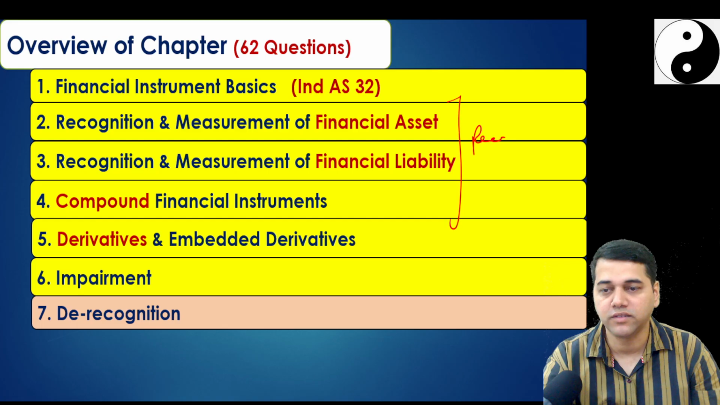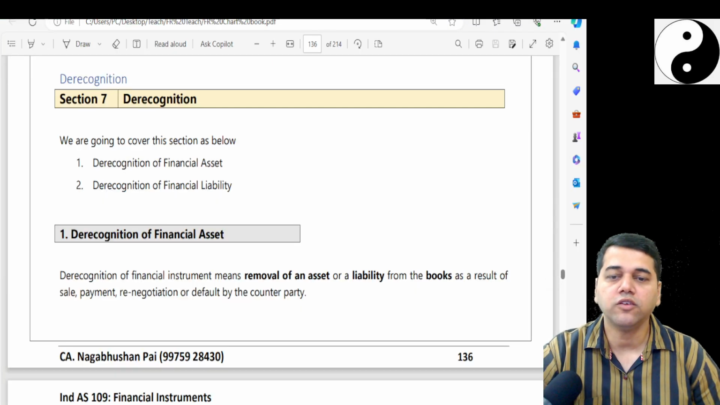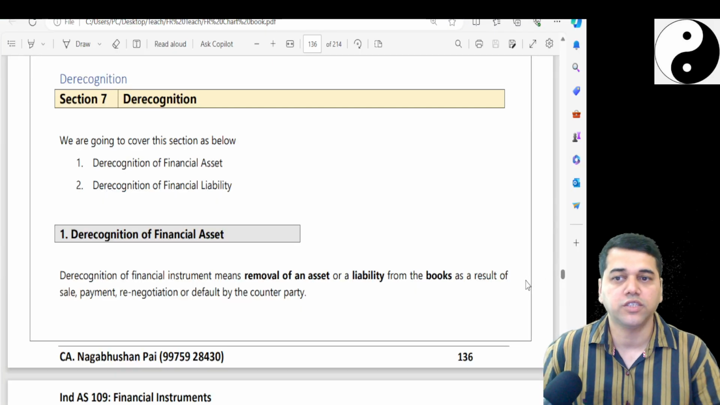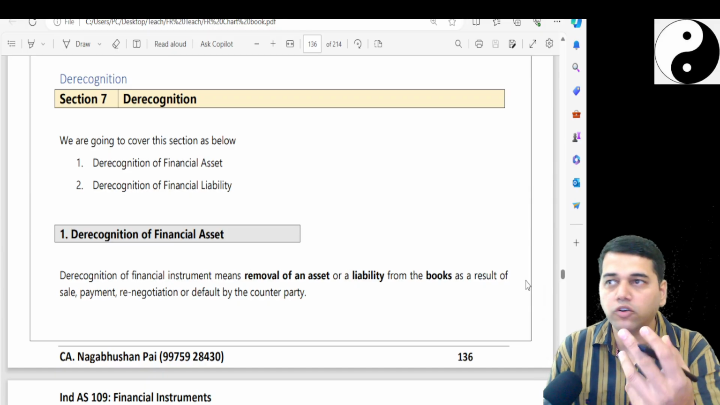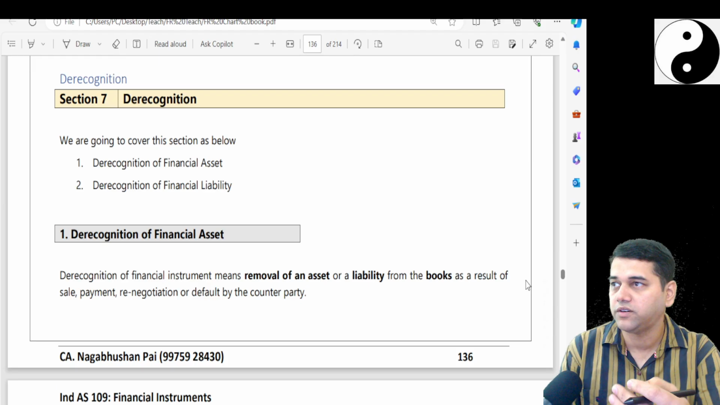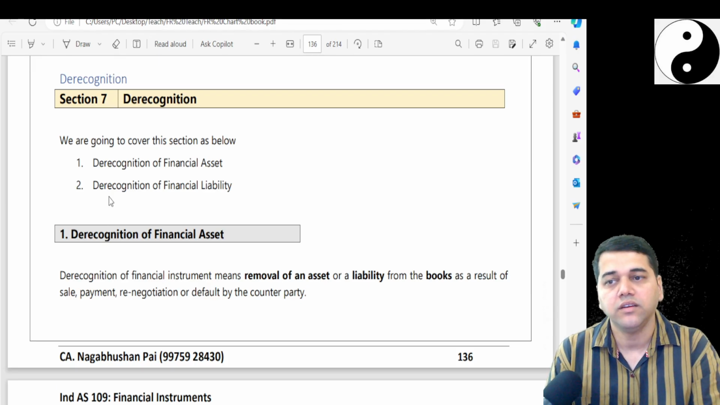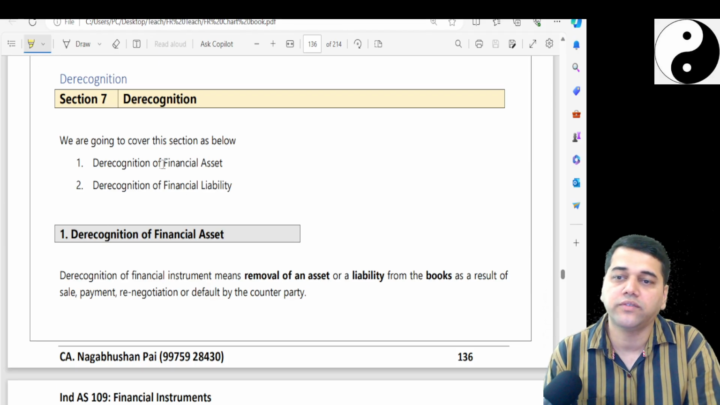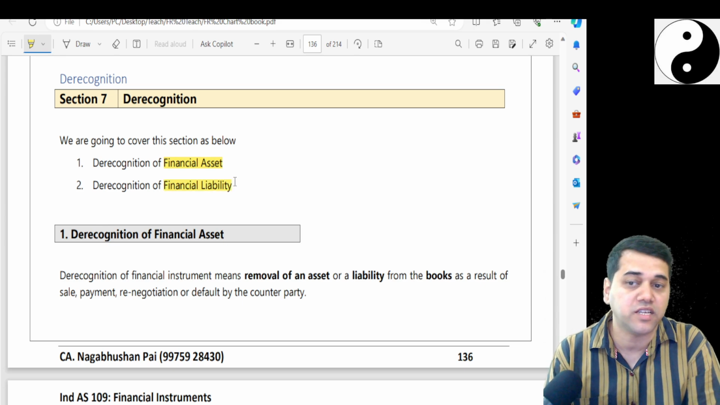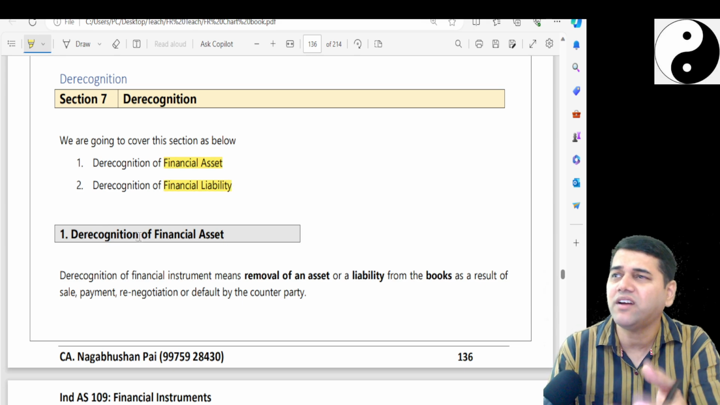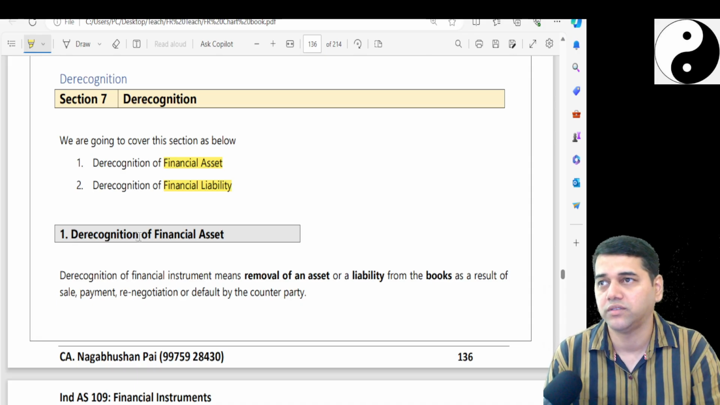So we'll start with certain theory. Yes, so derecognition, we will discuss two things. Like in recognition we discussed the recognition of the asset and liability, derecognition also goes the same way. We derecognize the financial asset and the financial liability. But why do we have to discuss this?